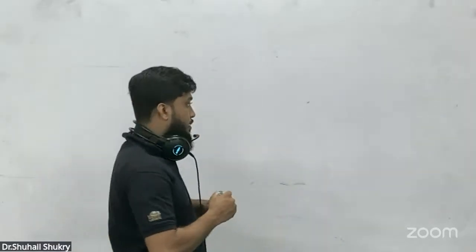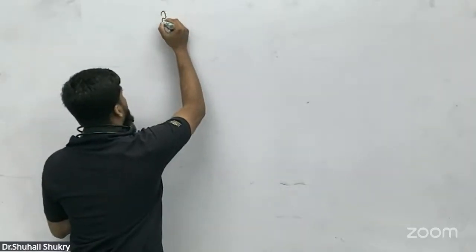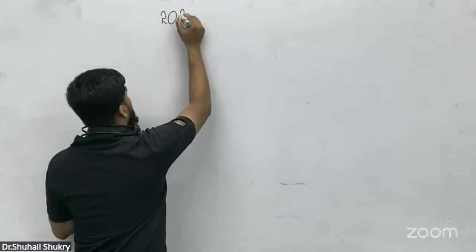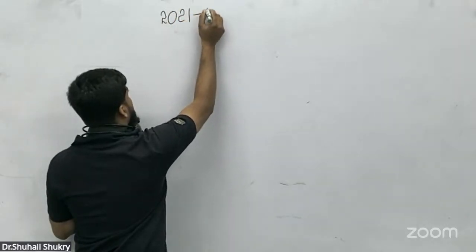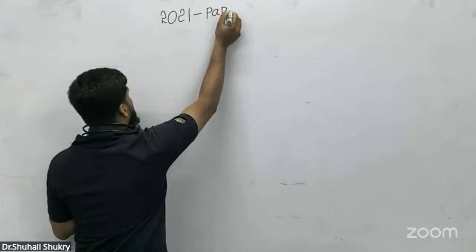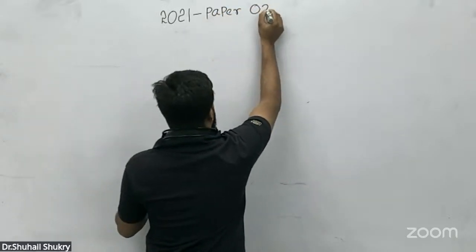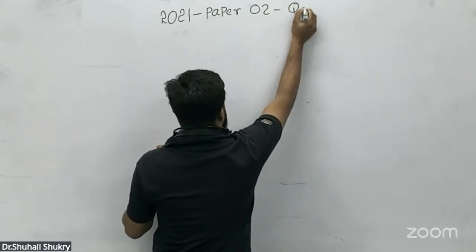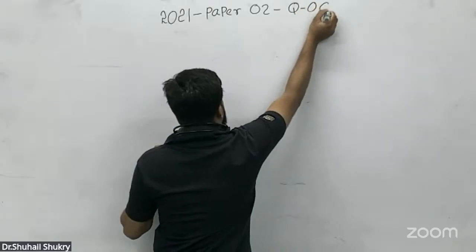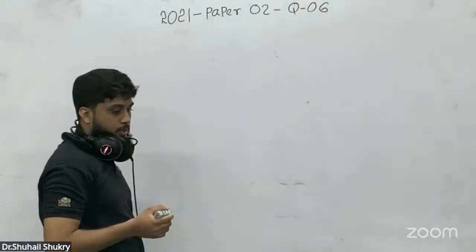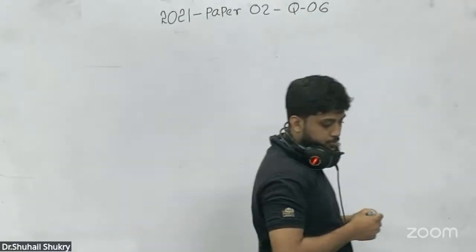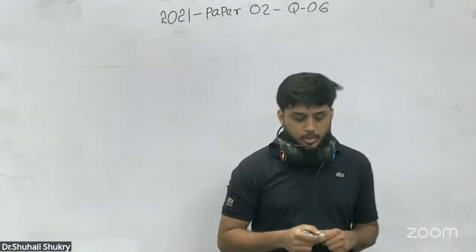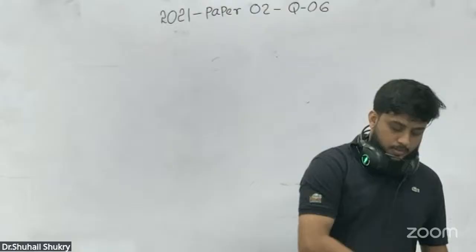Now today's discussion is 2021 paper 2 question number 6, right? Question number 6. Now this is only today's discussion. First of all, we'll read the question.